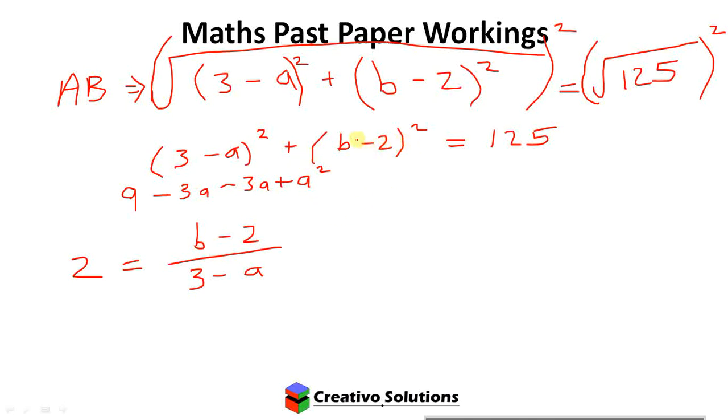Okay, then the same thing with b. It's b minus 2 squared. So I need to multiply out. So it'll be b times b is b squared. Right, then minus 2 times b is minus 2b. Minus 2 times b is minus 2b. And in the end term, minus 2 squared is plus 4. All equal to 125.